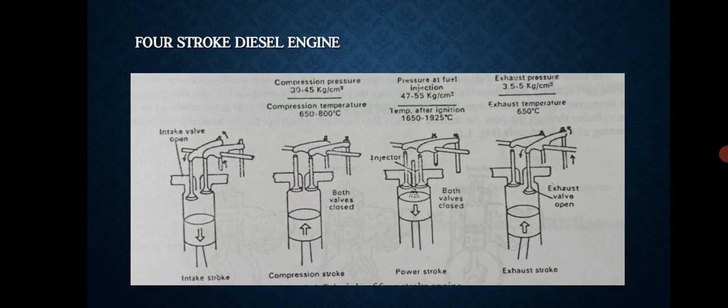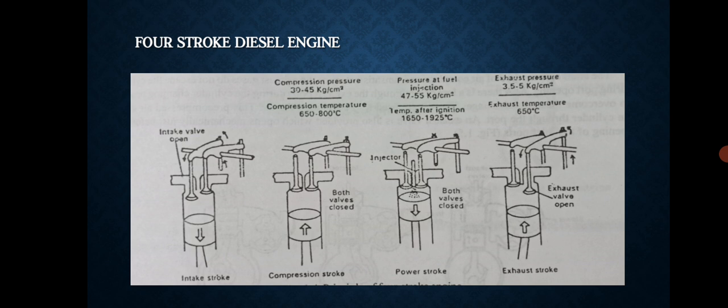The next stroke is the compression stroke, in which the piston moves up with both the valves remaining closed. The air which has been drawn into the cylinder during the suction stroke is progressively compressed as the piston ascends. The compression ratio usually varies from 14:1 to 22:1. The pressure at the end of the compression stroke ranges from 30 to 45 kg per centimeter square.